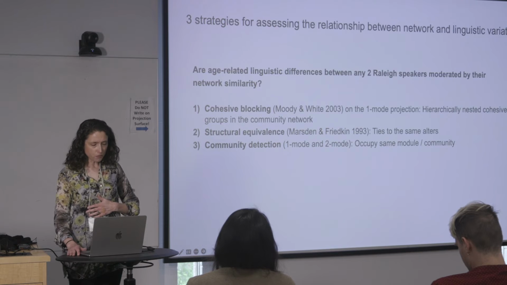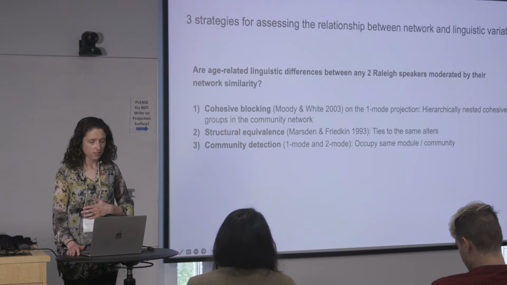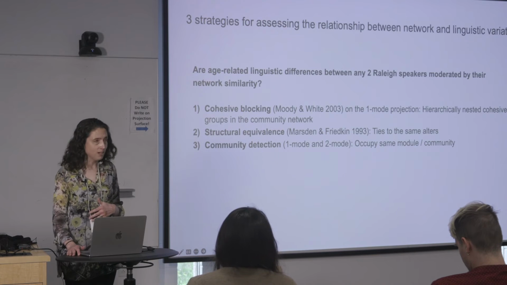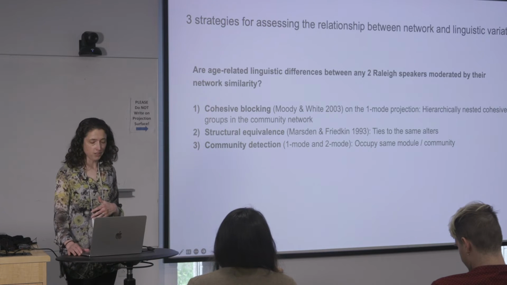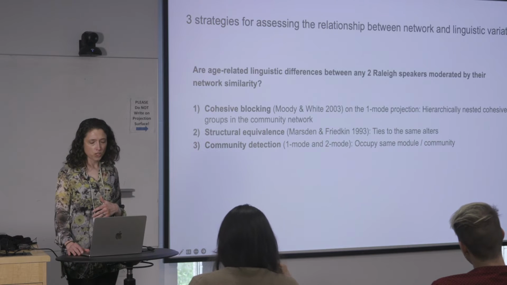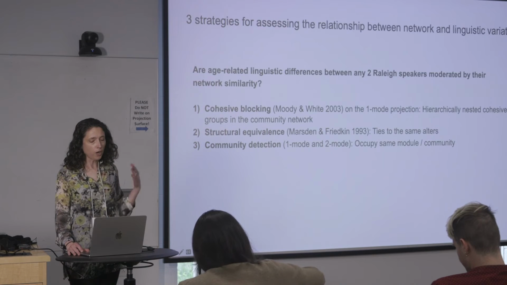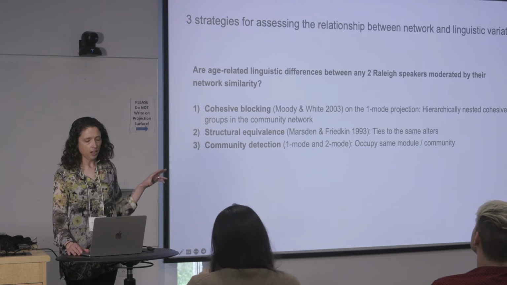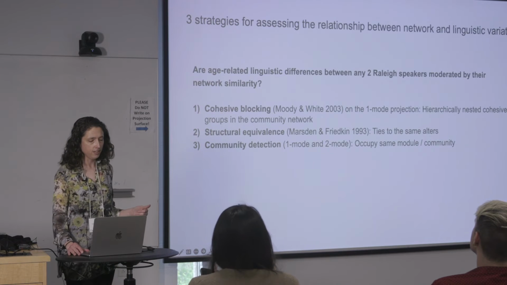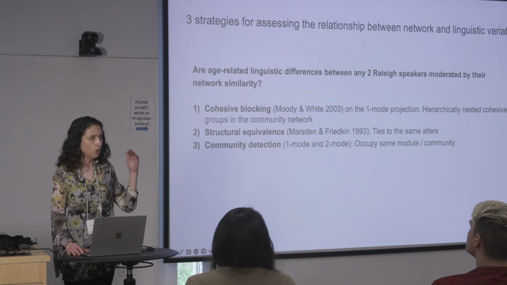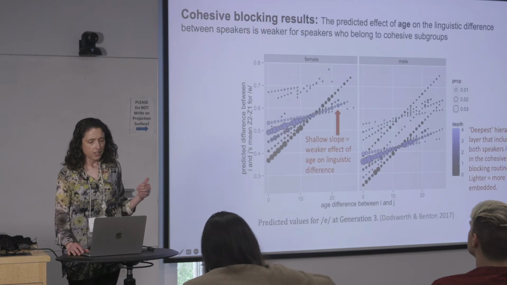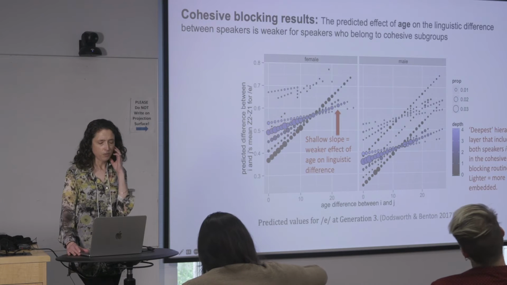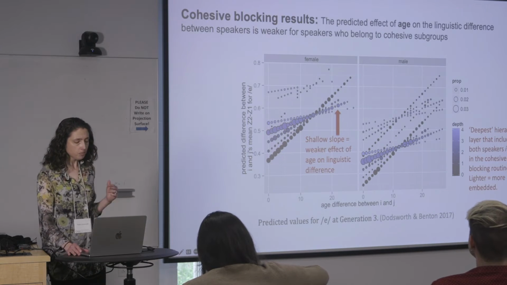Okay, so the first strategy that we used was cohesive blocking, and this was definitely the best one for all kinds of reasons. And we used the one-mode projection of the bipartite network, and as you probably know, cohesive blocking involves the identification of hierarchically nested cohesive groups in the overall community network, okay? So I'm not gonna go into that more, but I certainly can if you'd like me to.